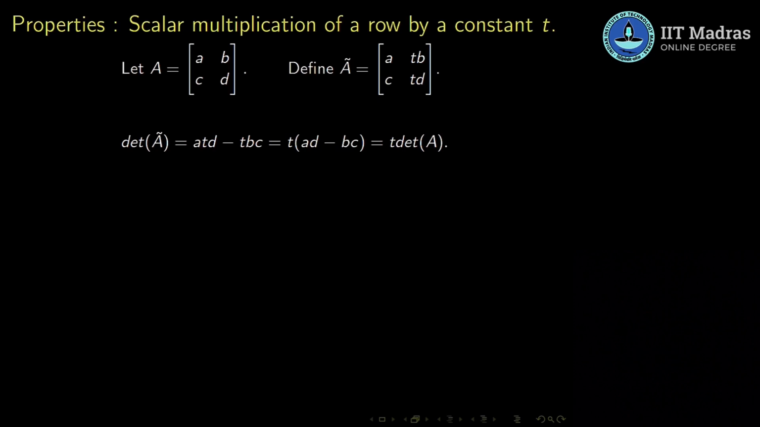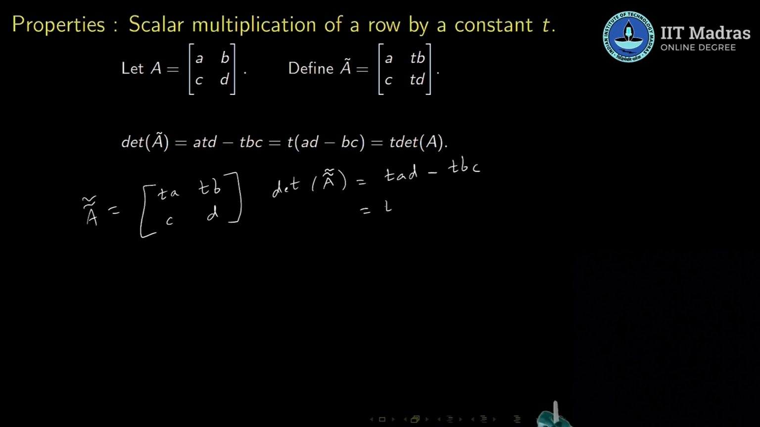Okay. And now, let us do what we originally intended to do, as in the title. So, suppose A double tilde is tA, tB, C, D. In that case, the determinant of A double tilde is tA times D minus tB times C. You can take the t common. So, you get t times (AD minus BC), which is t times the determinant of A.